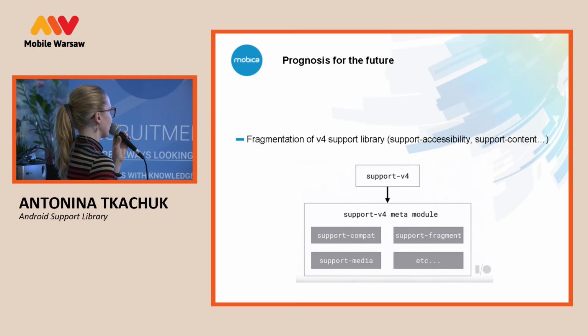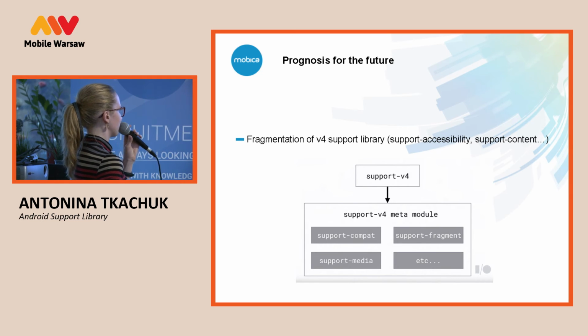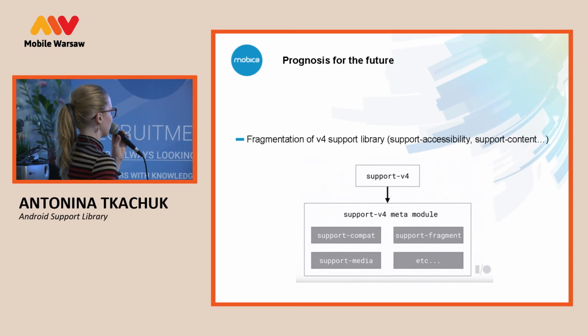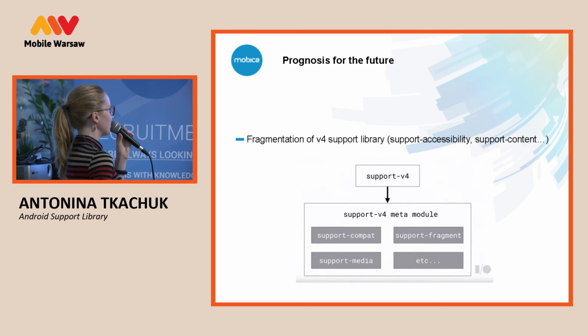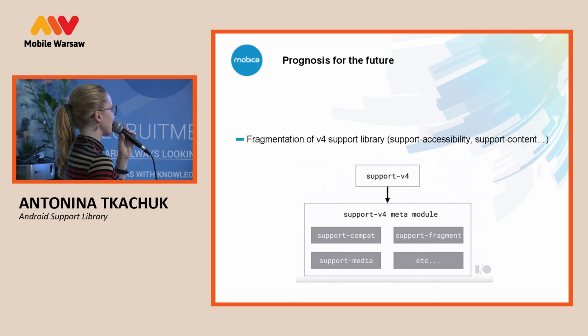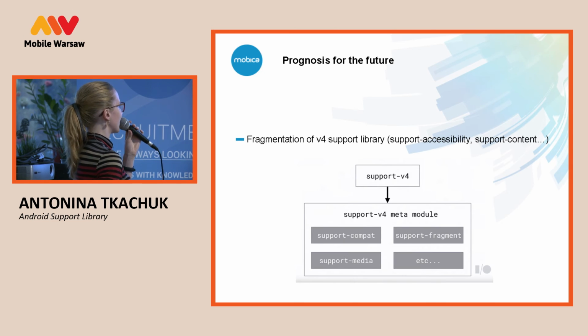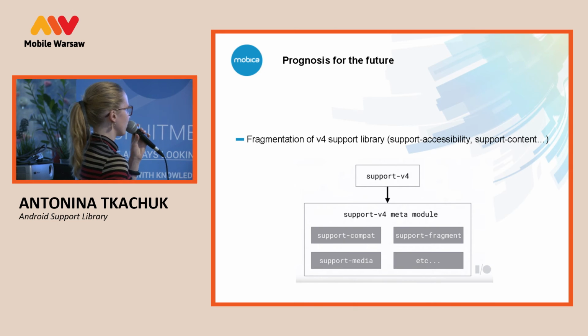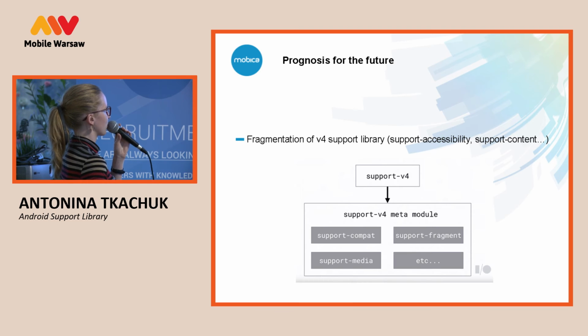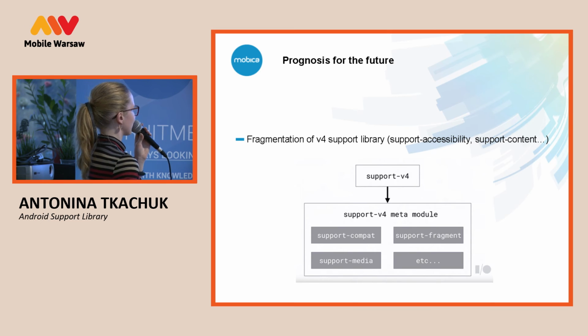Also, there will be fragmentation of the version 4 support library. We will have many different small libraries there, because right now we have almost 20 support libraries, and with this there will probably be like 30. Support accessibility, support content, fragments, everything will be divided, because version 4 support is quite big now, so I don't think that anybody uses everything from it.